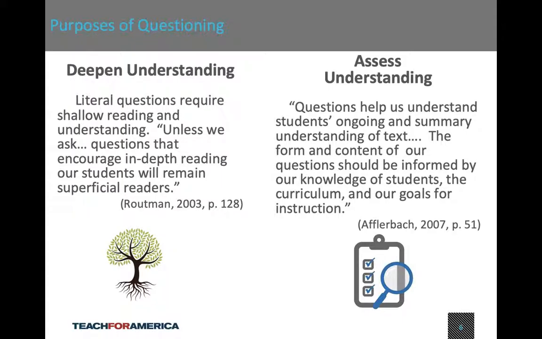When I think about deepening understanding and assessing understanding, I think of like the tree. So deepening understanding, I want to grow the roots. And unless we ask those questions, again, students aren't going to be proficient. They're going to be superficial readers. In contrast, when we're looking at assessing, which is necessary for teachers, we also want to make sure that students are able to explain how they got to that through their assessing from teacher's side.